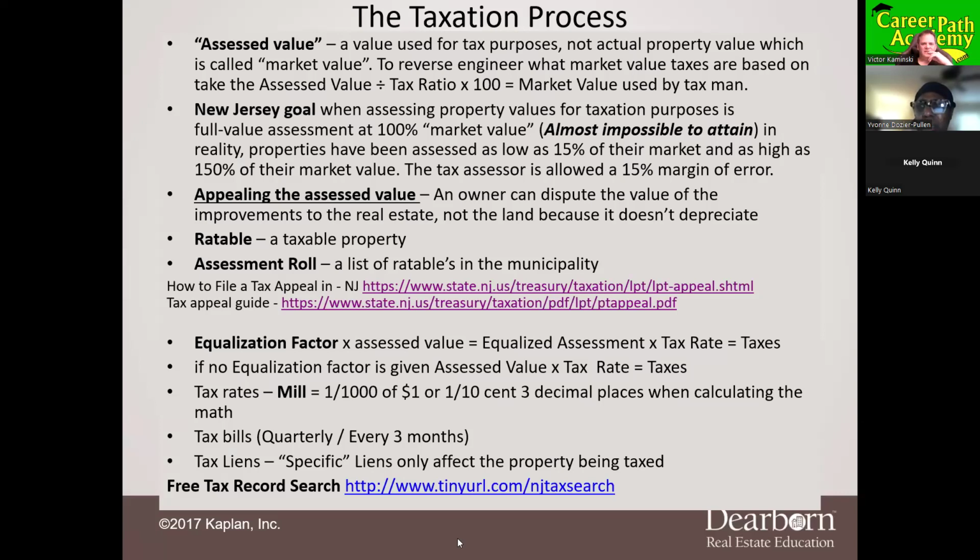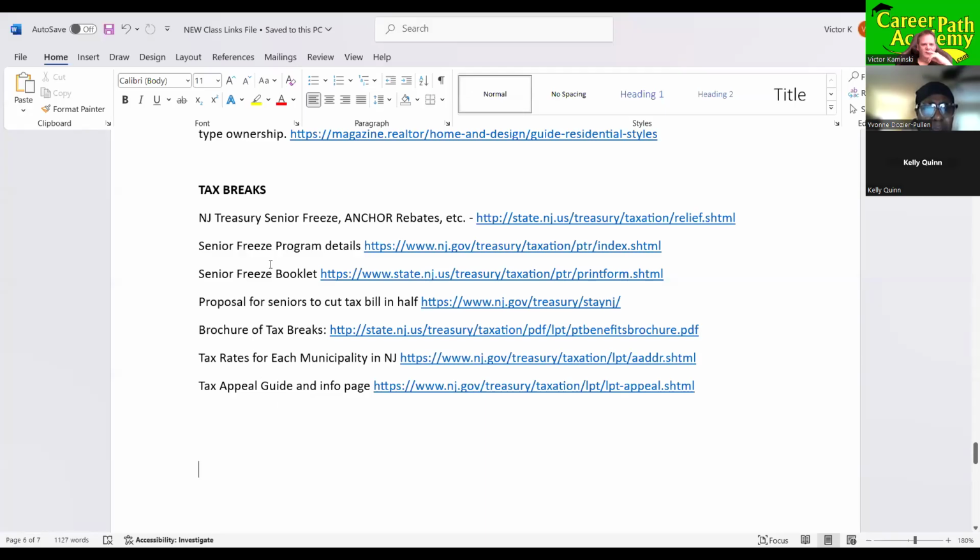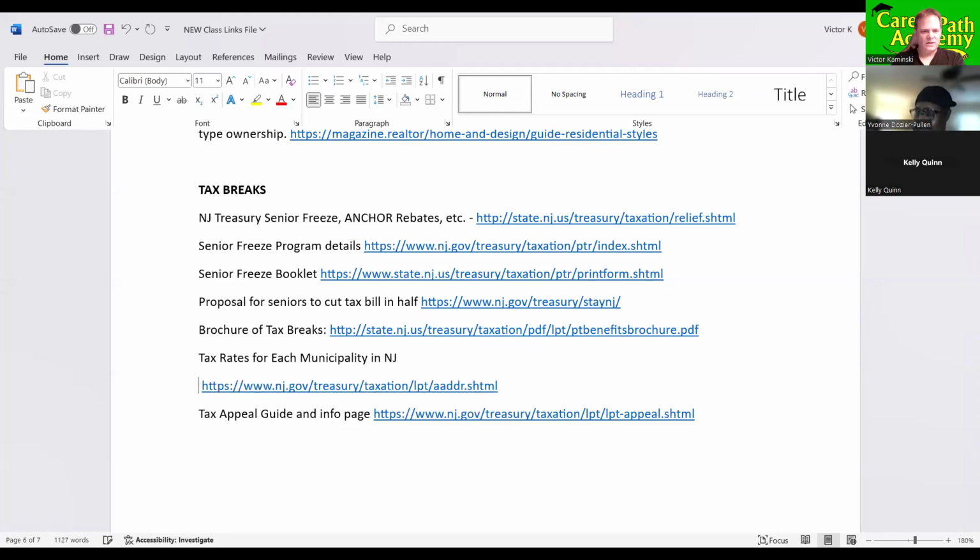Well, on the class links Word document, hold on a second. I put here tax rates for each municipality in New Jersey. Okay, that's not actually the tax rates. I wish it was. We don't have that info. So I'm going to change that name here to tax assessors for each county. No, this is for each county.